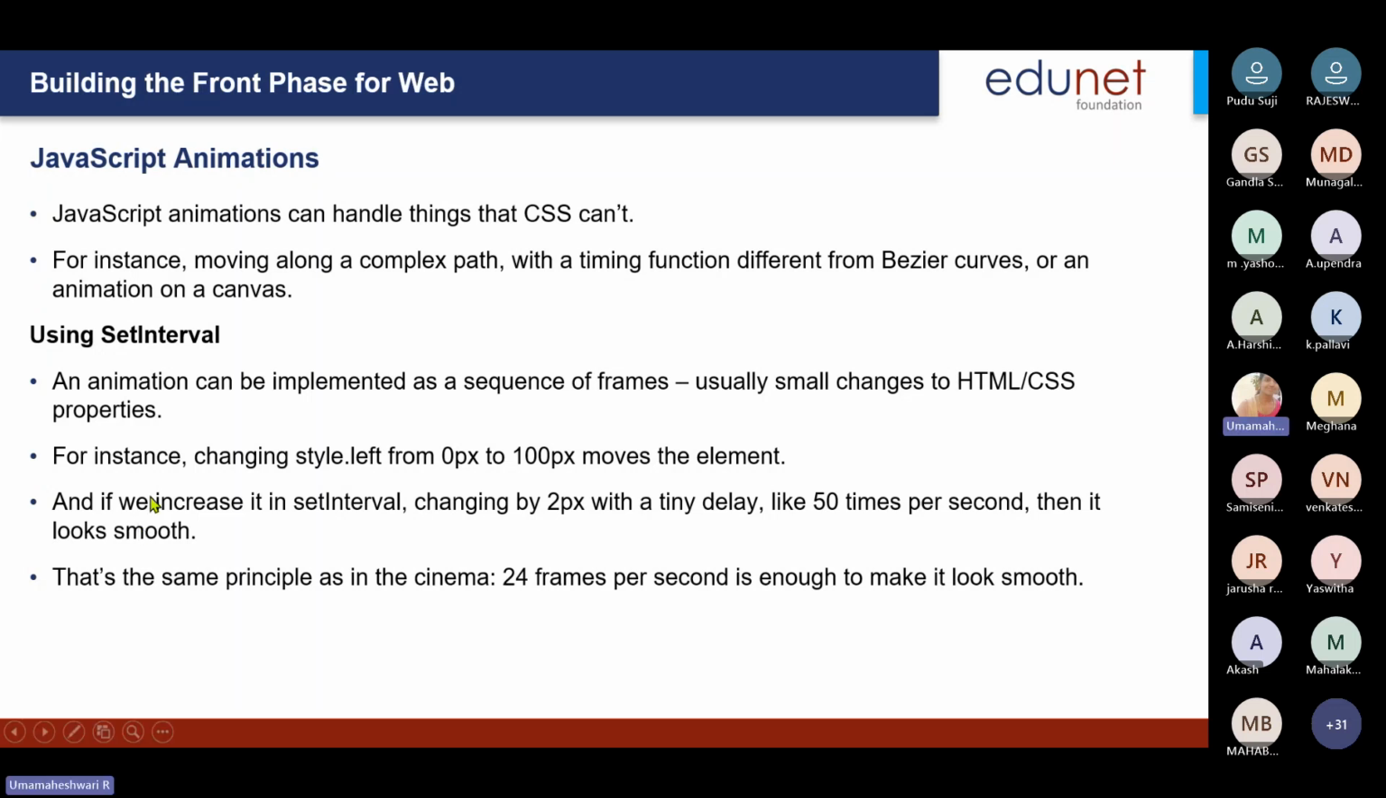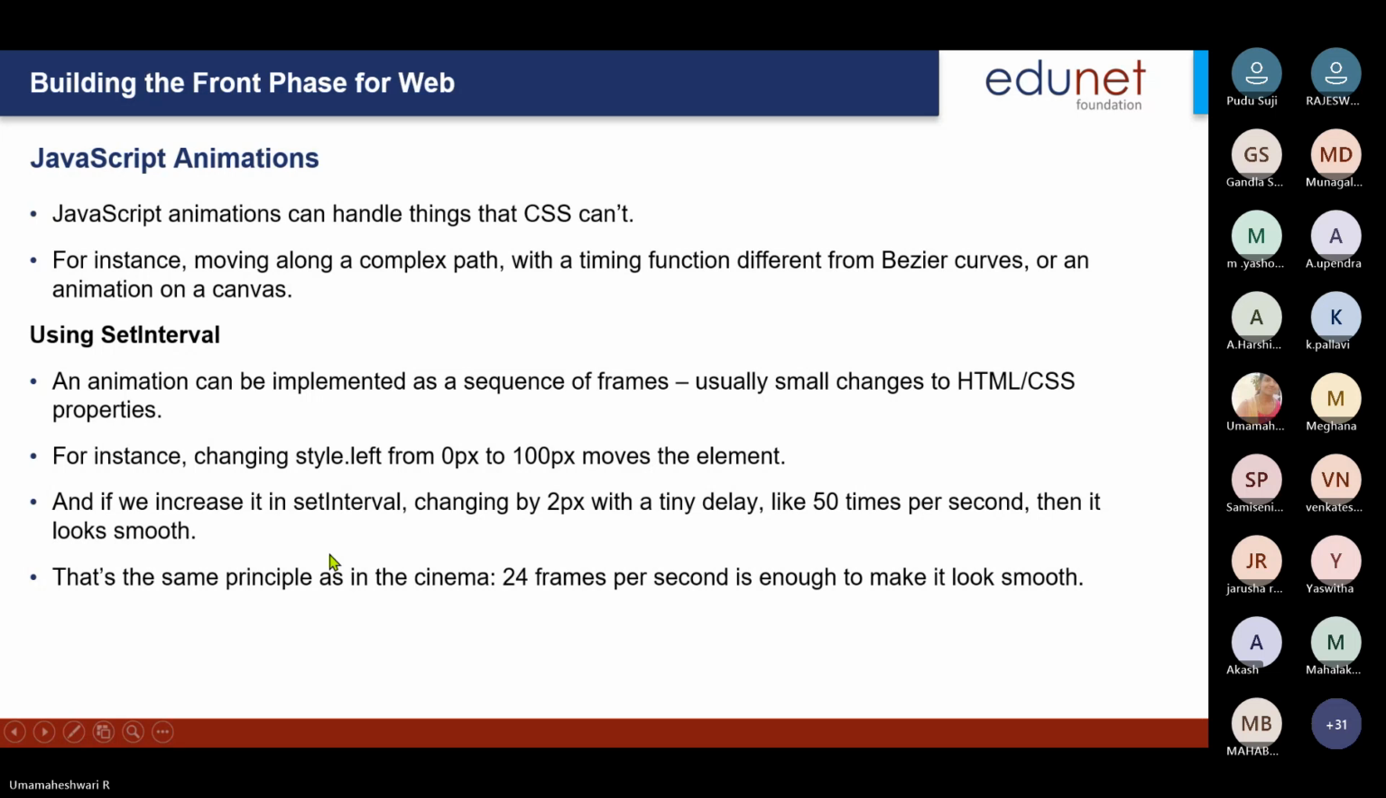Now, using setInterval, definitely this is an interview question. So what is setInterval, clearInterval? What setInterval means: an animation can be implemented as a sequence of frames, usually small images or HTML CSS properties. For instance, changing the style.left from 0 pixels to 100 pixels moves the element. If we increase it in the setInterval, changing by 2 pixels with a tiny delay, like 50 times per second, then it looks smooth.